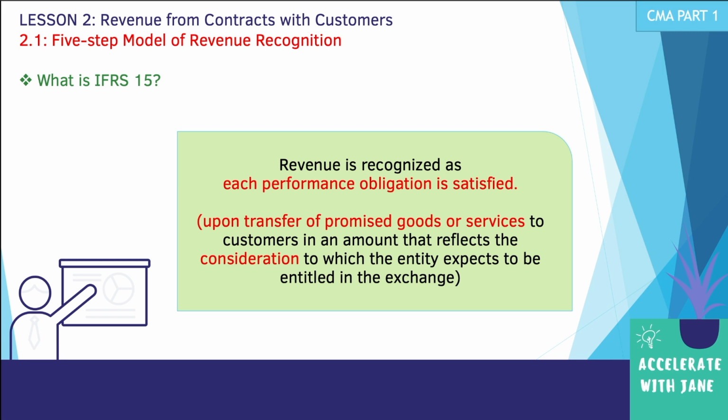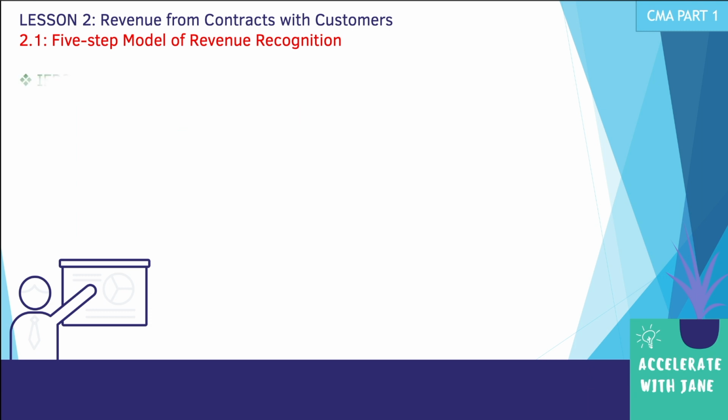So when do we consider a performance obligation to be satisfied? That is upon transfer of promised goods or services to customers in an amount that reflects the consideration to which the entity expects to be entitled in the exchange. Take note, the most important thing is that there should be a transfer of promised goods or services. And in exchange for that, the company who is selling the goods or services should receive a consideration for such transfer. So now let's go to the comparison between IFRS 15 and IAS 18.